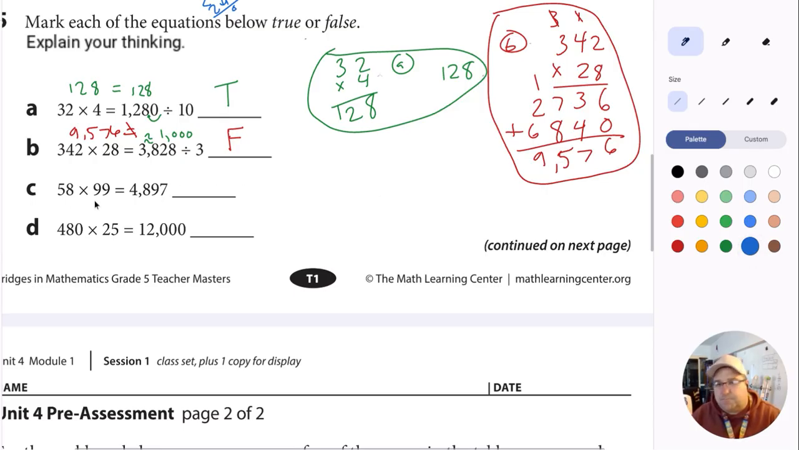Let's see this next one. 58 times 99. Is that going to be the same as 4,897? Well, one strategy we talked about, you could do the standard algorithm. Or you know what? 58 times 99, that's a lot like 58 times 100, and then just minus a group of 58, right? So that'd be 5,800 minus 58.